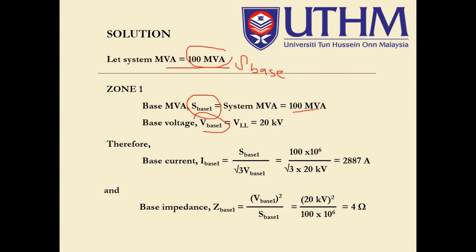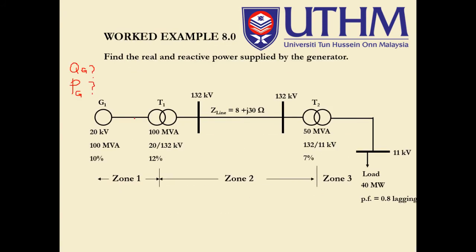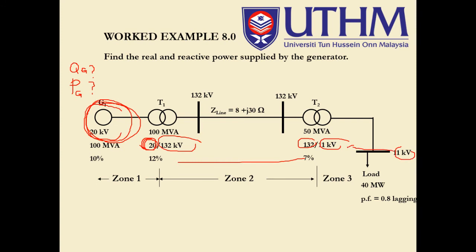So the base voltage of 20 kV is from here, and from here as well. This is the V base for zone number 1. Then 132 kV for zone number 2, and 11 kV here for zone number 3. I mean, for the base voltage.